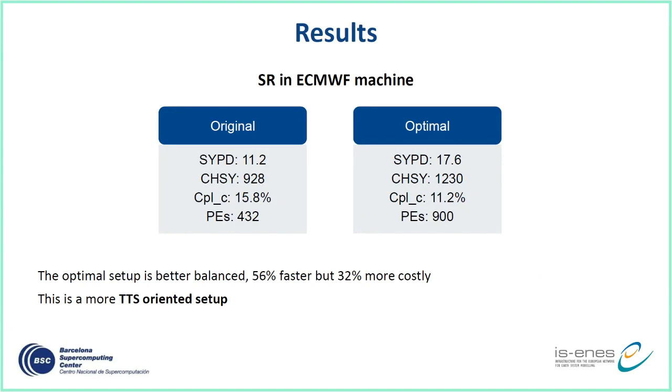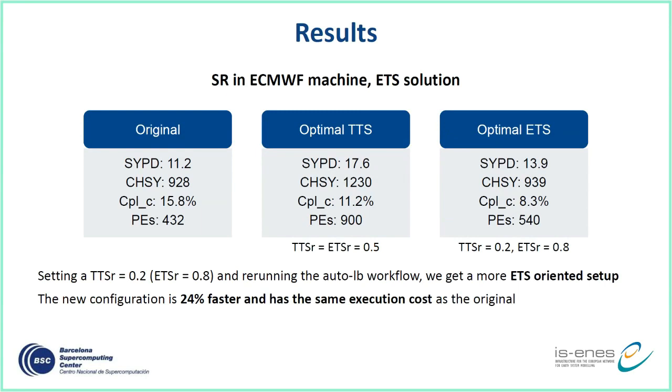So we have just executed the workflow again, but now setting a time to solution ratio of 0.2, so prioritizing the energy. And at the end, we end up with a new configuration, which is 24% faster, but maintaining the same execution cost as compared to the original.